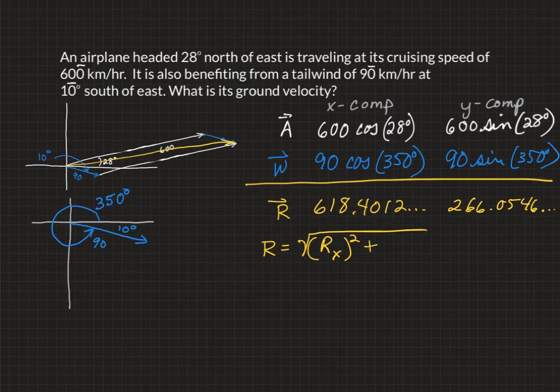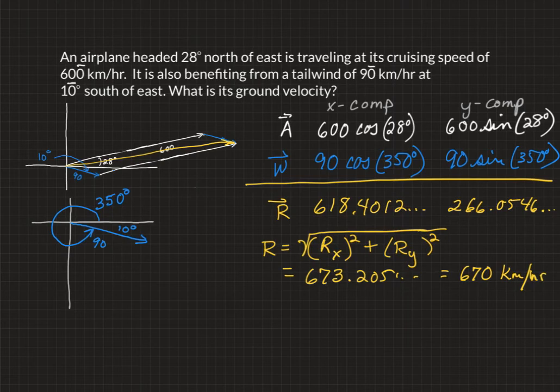Pick up the x component and square it. Pick up the y component and square it. Add those together, take the square root. You can do that all in one step on your calculator. And you should get a value of 673.205, blah, blah, blah. And that is what I'm going to be interested in. I want the magnitude of that vector, so I'm going to round it now to two significant digits. So 670 kilometers per hour. Once again, I was doing multiplication.